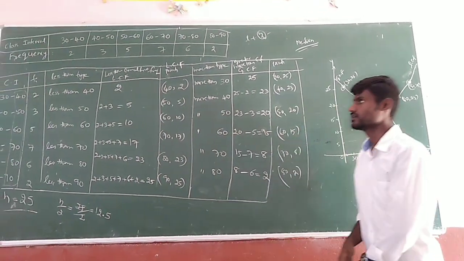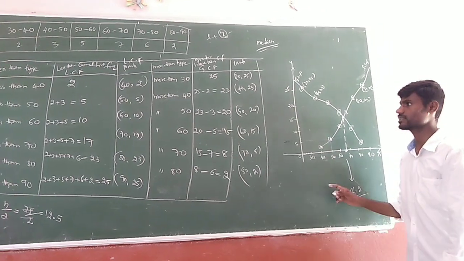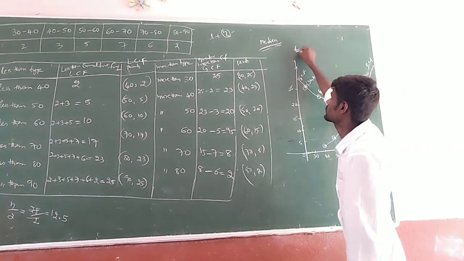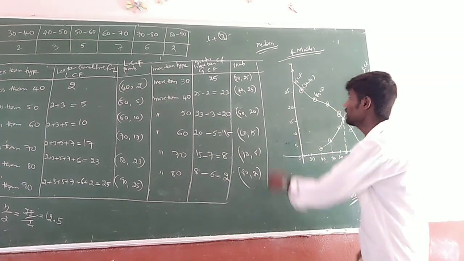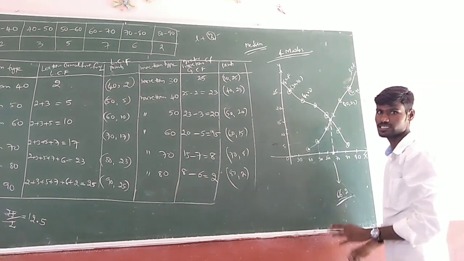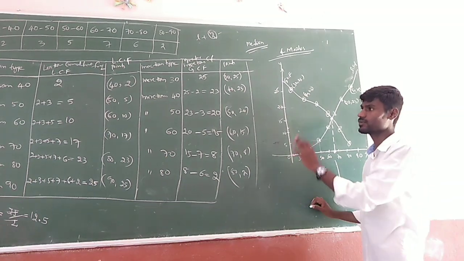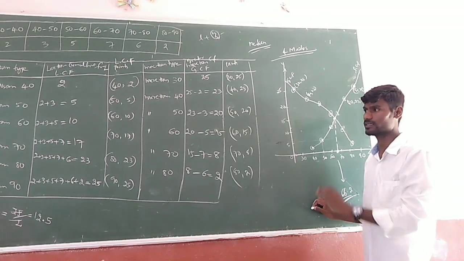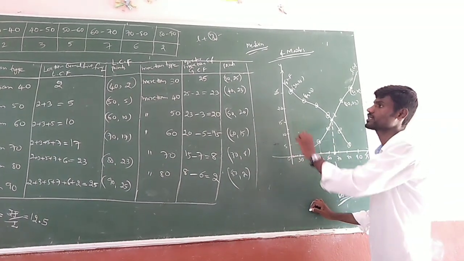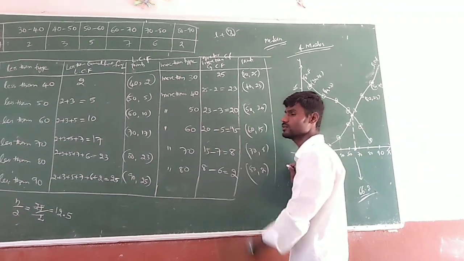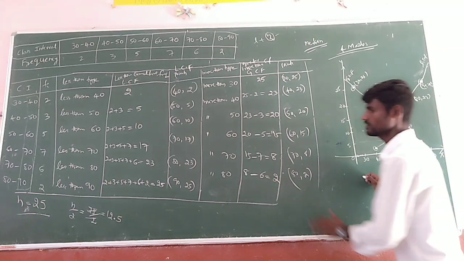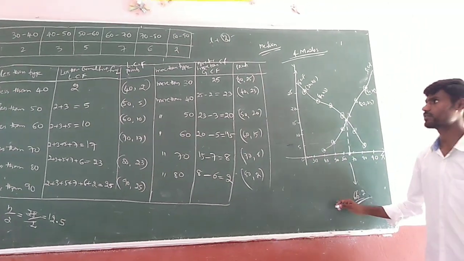So students, do the practice regarding this graph, and it is important. This type of graph will be asked in the second paper. In the second paper, a 4 marks problem from statistics, a graph, only one chance from statistics. So you should practice on less than type and more than type cumulative frequency. It is important. I hope you all understood. Do the practice regarding this.